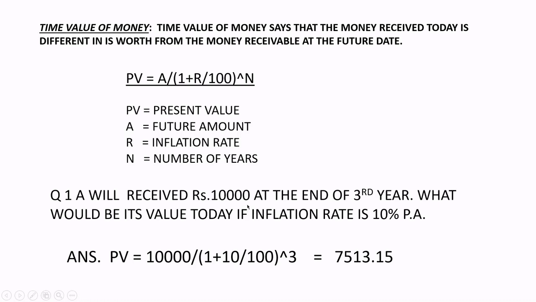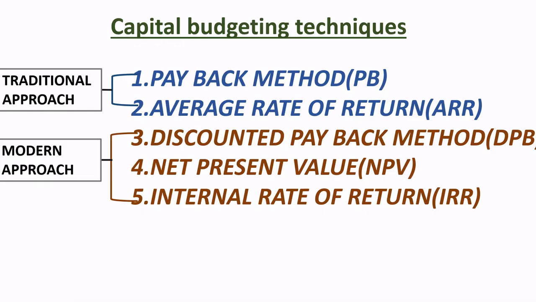The 10,000 rupees of the third year is lesser than today's value, that is 7,513 rupees. So this is the time value. Now we will go back to our methods.